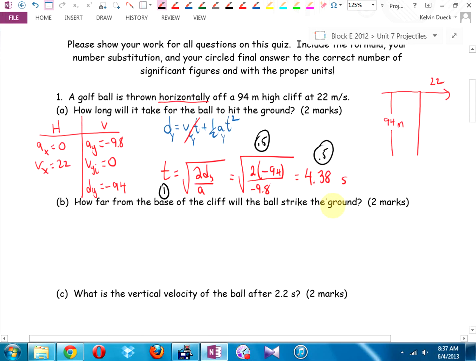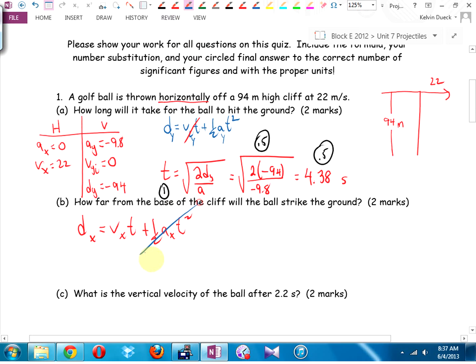How far from the base of the cliff will the ball strike the ground? What's the fancy word for the horizontal displacement? It begins with the letter R. Range. I may use that on your test. They want dx, which is going to be vxt plus a half axt squared.